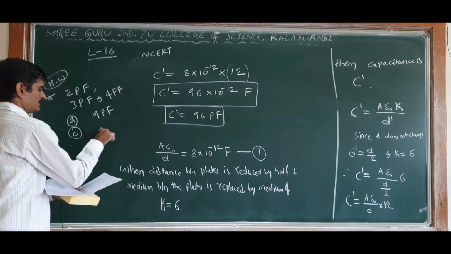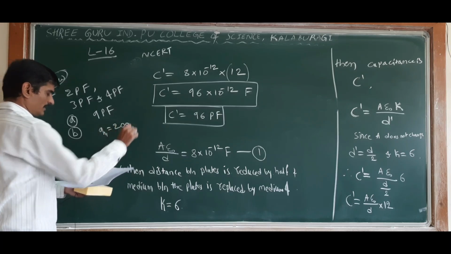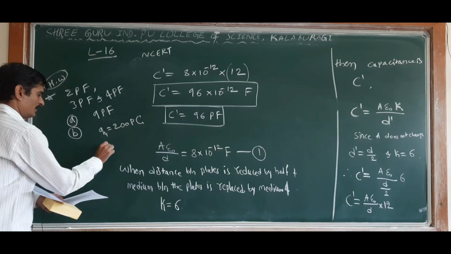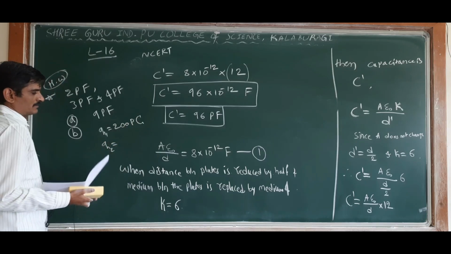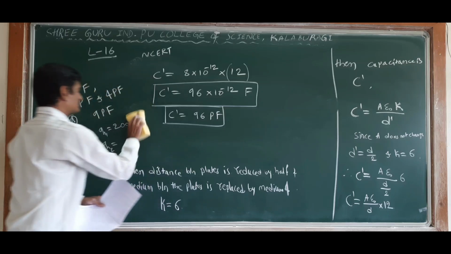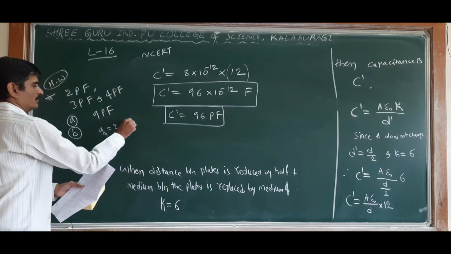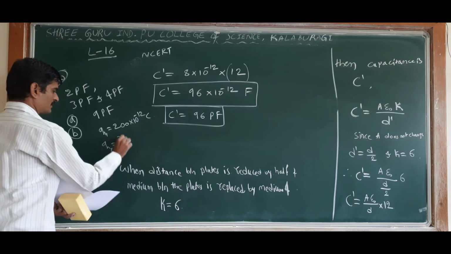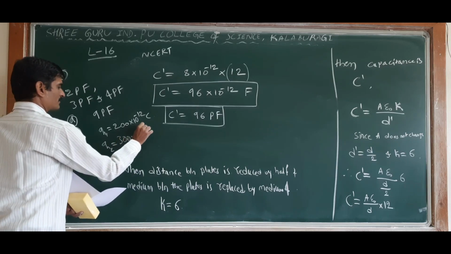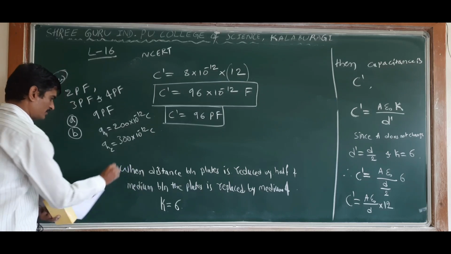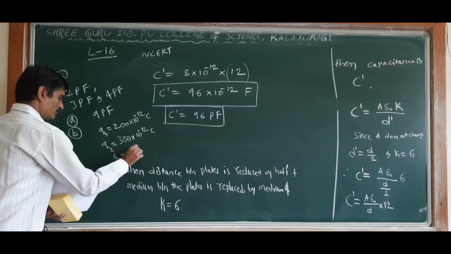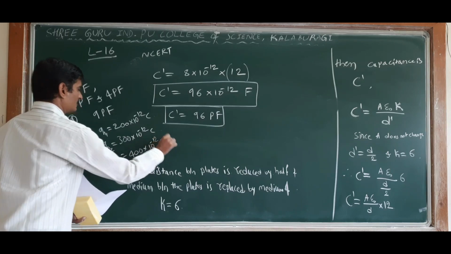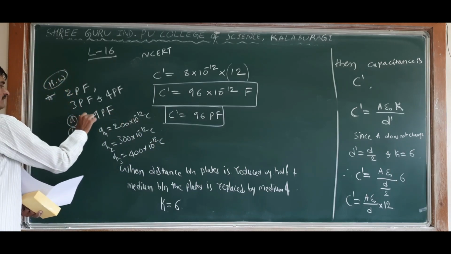So I will give Q1 is equal to 200 into 10 to the power minus 12 coulomb, and Q2 is equal to 300 into 10 to the power minus 12 coulomb, and Q3 is equal to 400 into 10 to the power minus 12 coulomb. These are the answers.